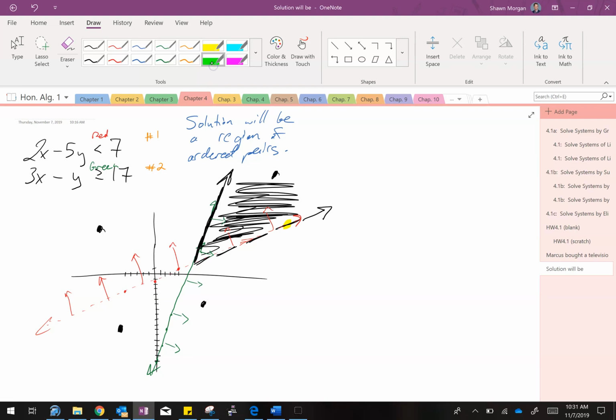How about this? I'll do a blue dot. What about a little blue dot right here? Would it give me a true statement on the green one? Yes, because that's what kind of line? A solid line. Would it give me a true statement in the red one? Yes, because it's above, it's where that shaded region is. So the yellow one is not a solution. The blue one, a little highlighted blue dot, is a solution.